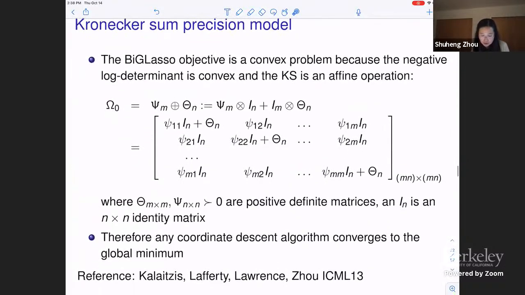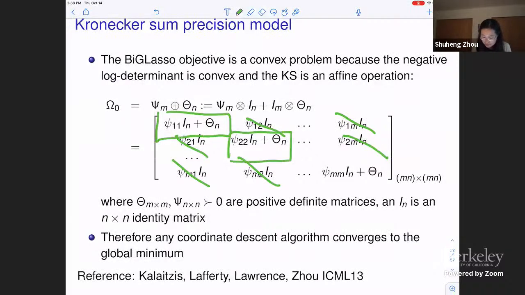So this precision matrix in matrix form looks like this. You have all these diagonal matrices on the off-diagonal blocks. These are basically identity matrices. If you draw schematically, those are just sparse identity matrices. And then in the middle blocks, you have those theta being added. So this is the structure of a Kronecker sum matrix.